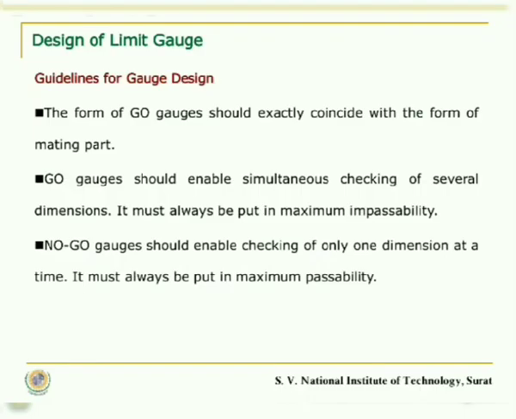Now there are certain guidelines for good gauge design. The form of go gauges should exactly coincide with the form of the mating part. Go gauges should enable simultaneous checking of several dimensions, and this dimension must always be put in maximum impassability. No-go gauges should enable checking of only one dimension at a time, and it must always be put in maximum passability.